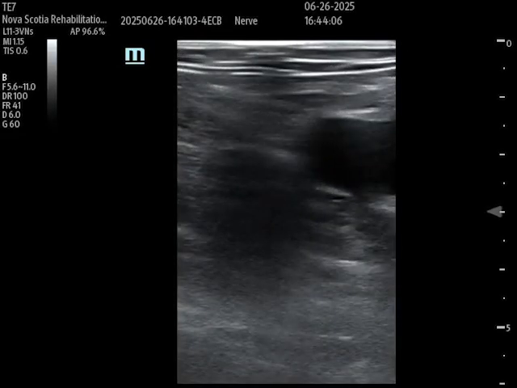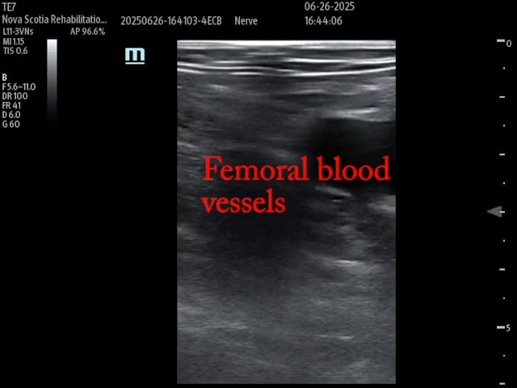So we're going to start. I've just paused. I have the ultrasound in short axis and I have it in the plane of the inguinal ligament, and I've identified the femoral blood vessels. So there we have it. Now I'm going to move that probe more medially. The first muscle that you're going to see, which I'm going to identify, is the pectineus. And then medial to that, we're going to find those hip adductor muscles.